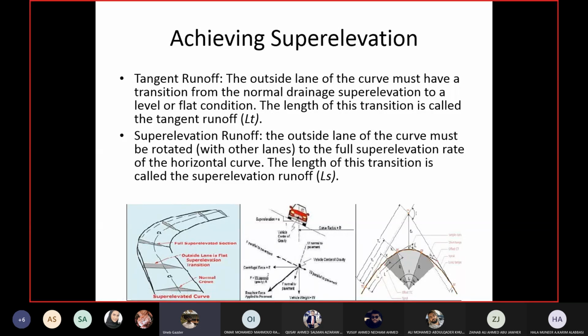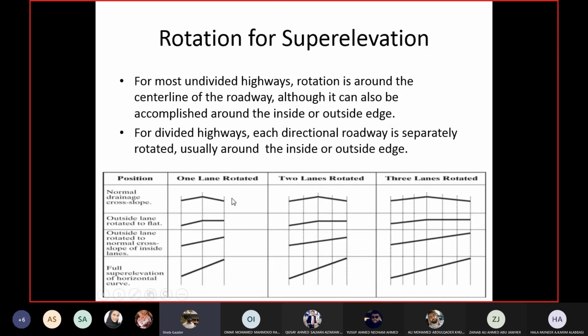So the center line elevation doesn't change. You lift the outside edge of the road and you reduce the elevation of the inside edge of the road to achieve the super elevation. I will show you here as well. You can see it here. Now what is happening? This is a normal cross flow, normal drainage cross flow. Then from here to here, you can see this is the outside edge.